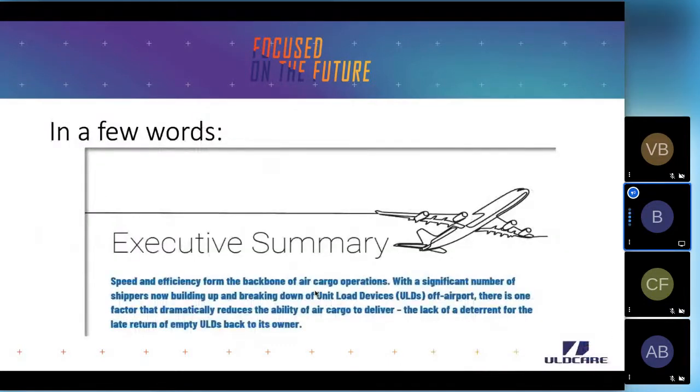And just to take a few key words as a wrap-up out of the executive summary. Speed and efficiency form the backbone of air cargo operations. With a significant number of shippers now building up and breaking down of unit load devices off airport, there is one factor that dramatically reduces the ability of air cargo to deliver: the lack of a deterrent for the late return of empty ULDs back to its owner. I think that says it all.